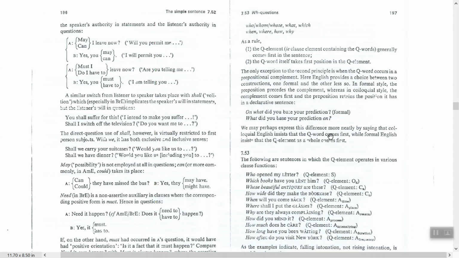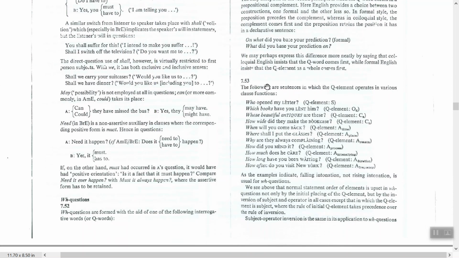We may perhaps express this difference more neatly by saying that colloquial English insists that the Q word comes first, while formal English insists that the Q element as a whole comes first, at the beginning of the sentence. In formal style, the Q word does not necessarily come at the beginning, but the Q element does. This is a simple difference, not important.